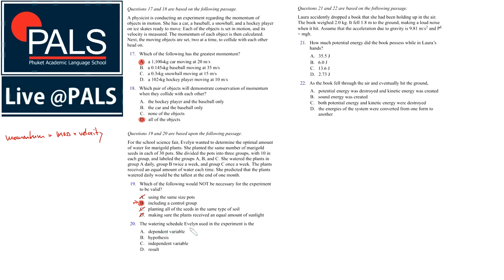The watering schedule Evelyn used in the experiment is what we change on purpose. We're changing the amount of water the plants receive on purpose because we want to see the effect of the different amounts of water on the plants, and therefore this is the independent variable. The independent variable is what we are testing, what we are changing on purpose. In general, the dependent variable is what you measure. So the dependent variable is the size of the plant that is measured in the end, the outcome.